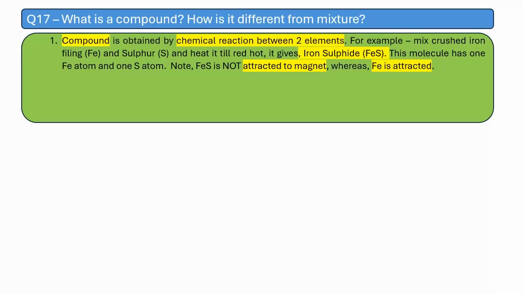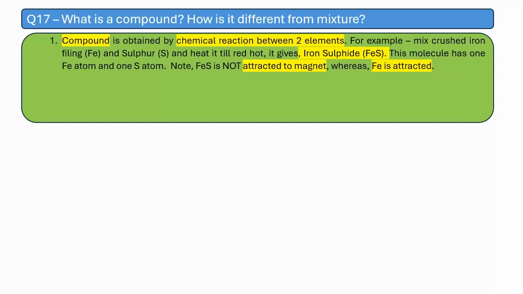Okay. For example, if you mix crushed iron, okay, iron filings, that is Fe. Fe is the iron atom, and S is sulfur, that is the sulfur atom. You heat it till it becomes red hot. It gives a molecule known as iron sulfide, right? The molecule is nothing but a compound. See, an atom is an element, but a molecule is a compound. The molecule has one iron atom and one sulfur atom, so FeS.